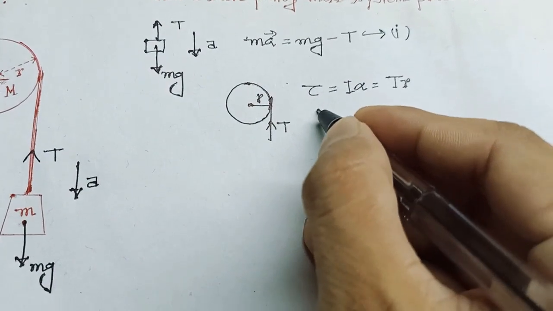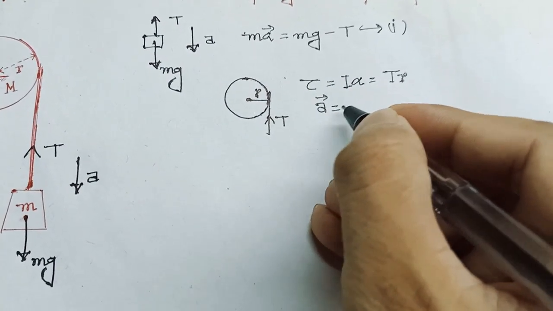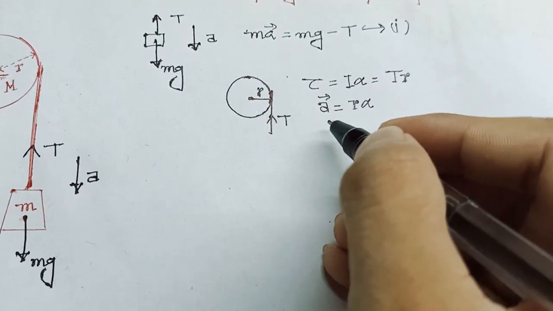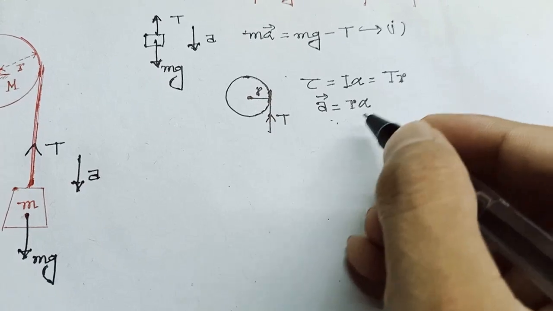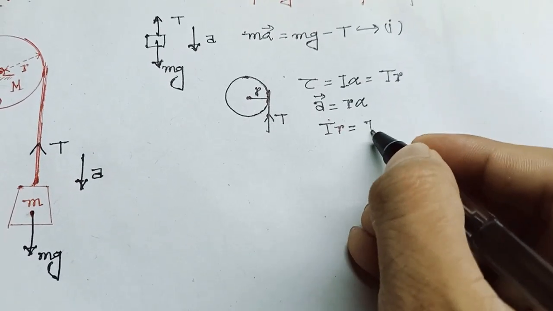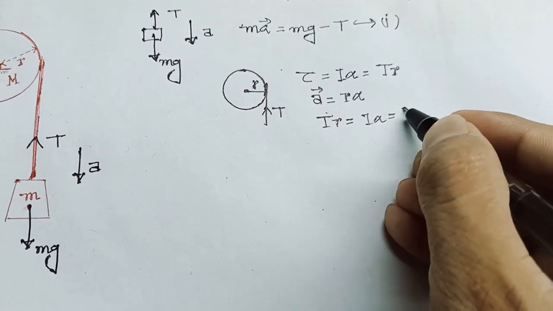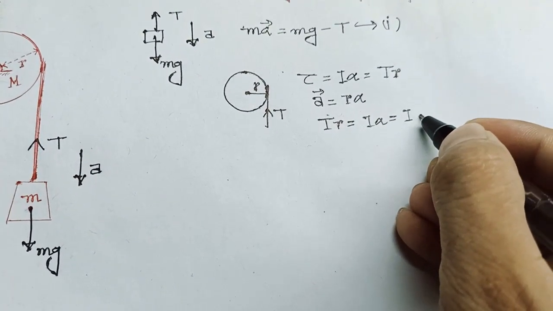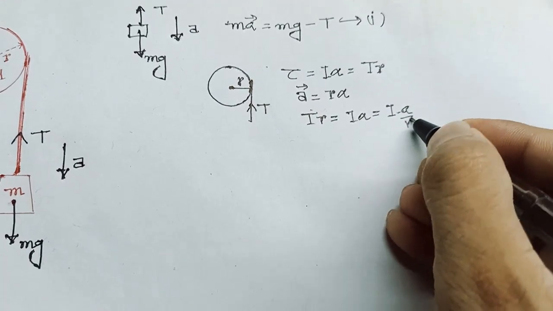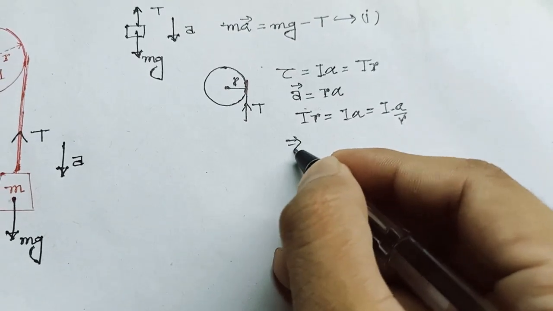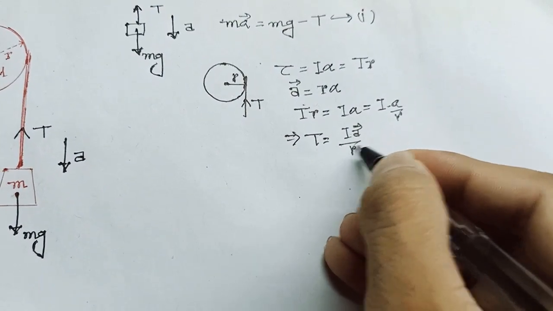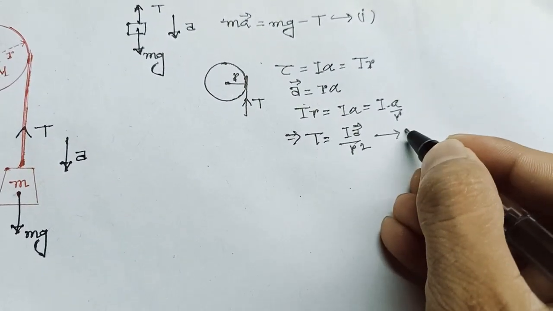Again, as we know, the linear acceleration will be equal to r alpha. So now we will substitute the value of alpha in this equation. After substituting, we will get T r equal to I alpha. So we can write T r equal to I into a divided by r. Now we can write T equal to I a divided by r square. So this is our equation number 2.